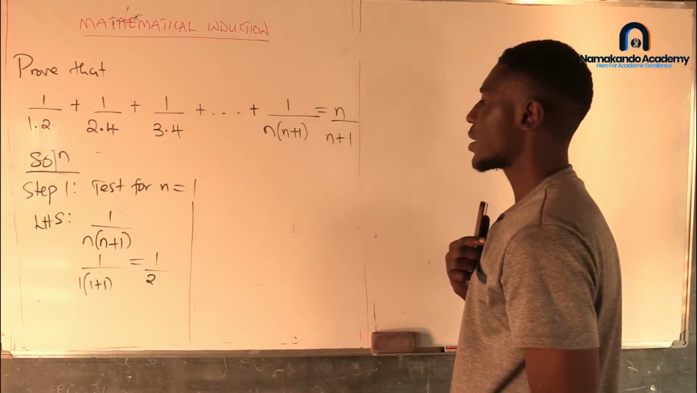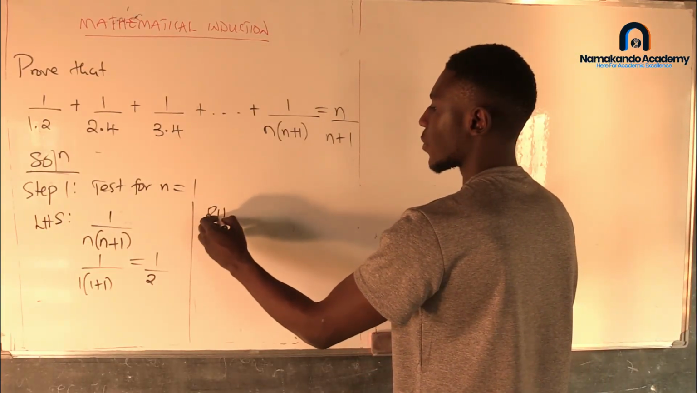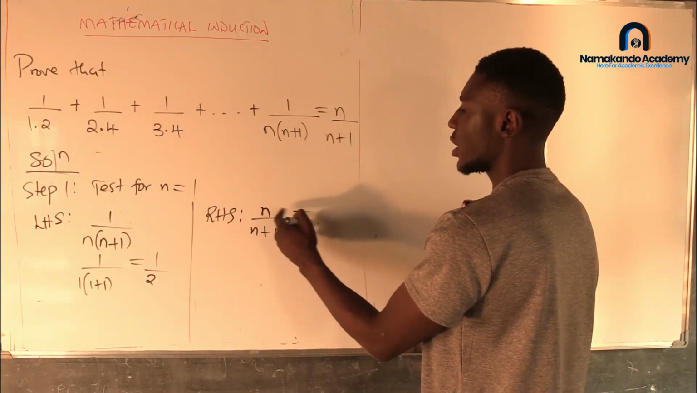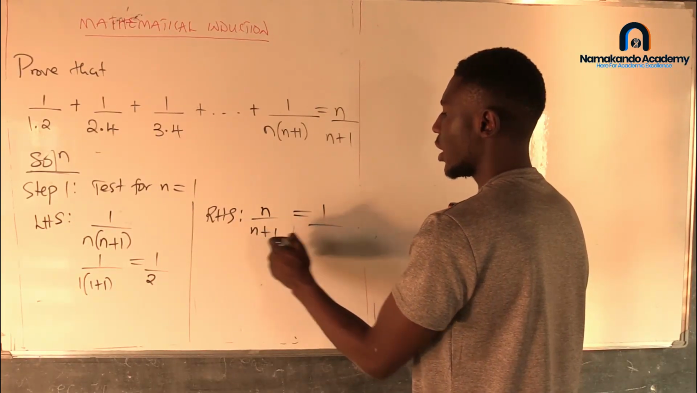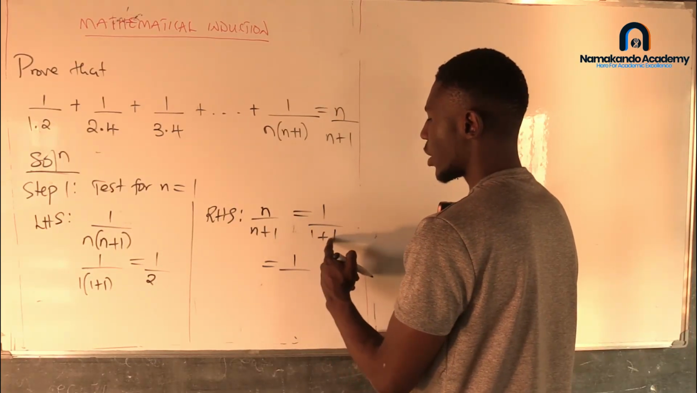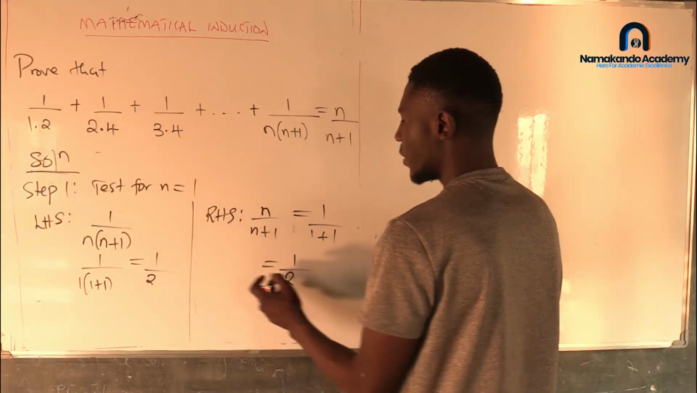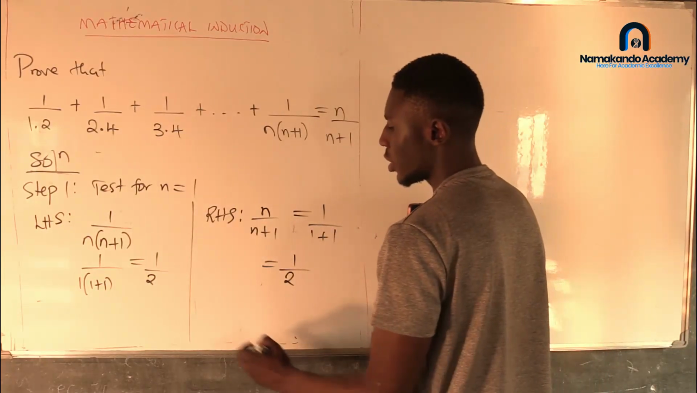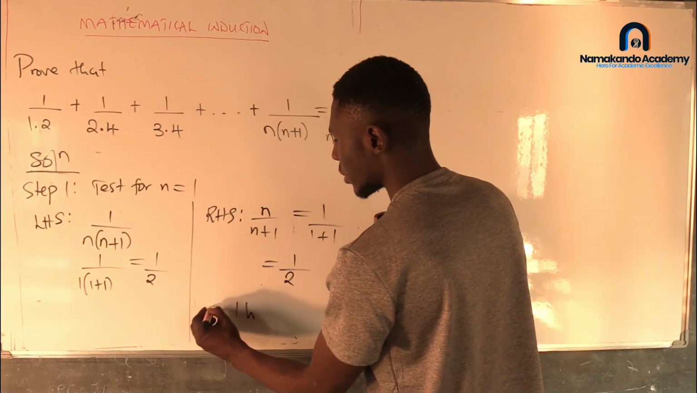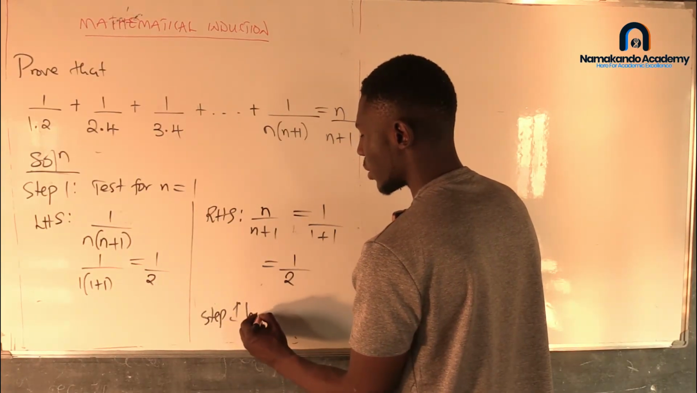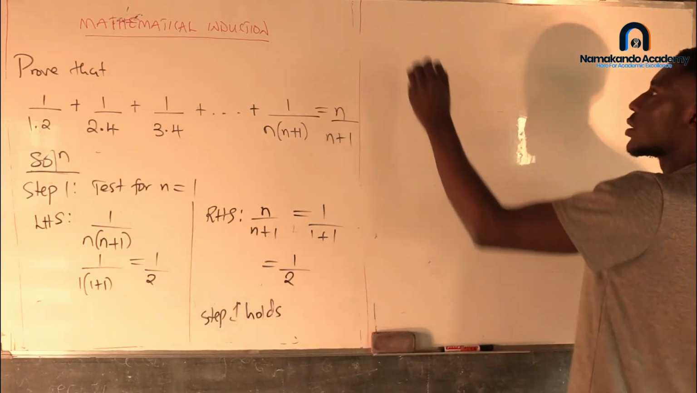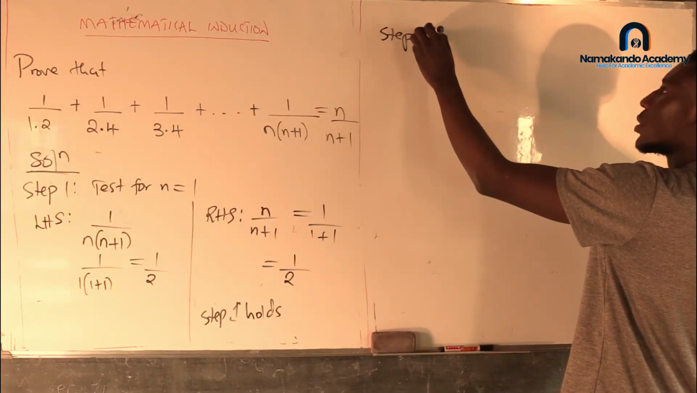We now move on to the right hand side. This is n over n plus 1. So where there is n here, we'll replace it with 1, that is 1 over 1 plus 1. This gives us 1 over 2. Left and right are giving us the same result. We therefore conclude that case 1 holds, or rather step 1 holds. Since this is the case, we move on to the second step, which is step 2.